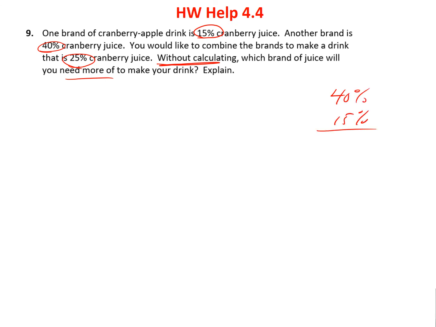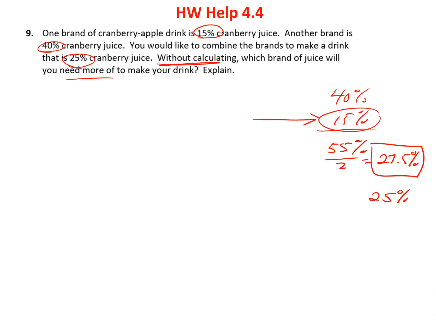and I were just to make even amounts, I would add them up and divide by 2, and I would end up with 27.5%. So if you look at this, what I want, however, is 25%. So in other words, I want less. So as a result, my answer would be, I need to put more of the 15% and less of the 40%. So the answer is I need to put more of the 15% than the 40%.